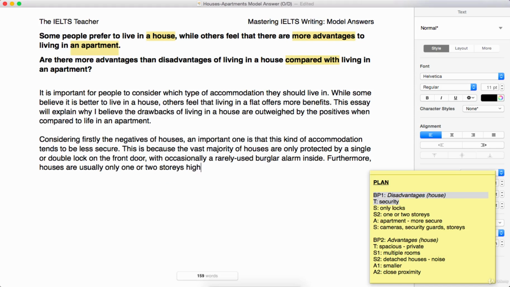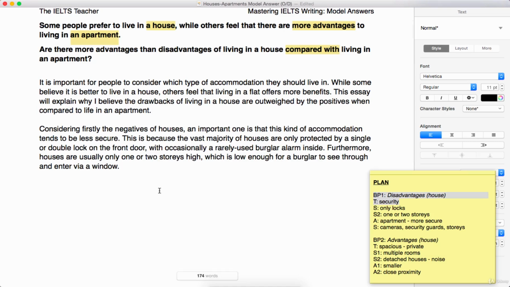And why is that important? Don't just finish the sentence like that. Explain why that matters. We can say this here with a non-defining relative clause, which is low down enough for a burglar to see through, not only that, see through and enter via a window. So that's a big problem there. So we're really kind of building up the idea. We're creating a visual image for the reader.